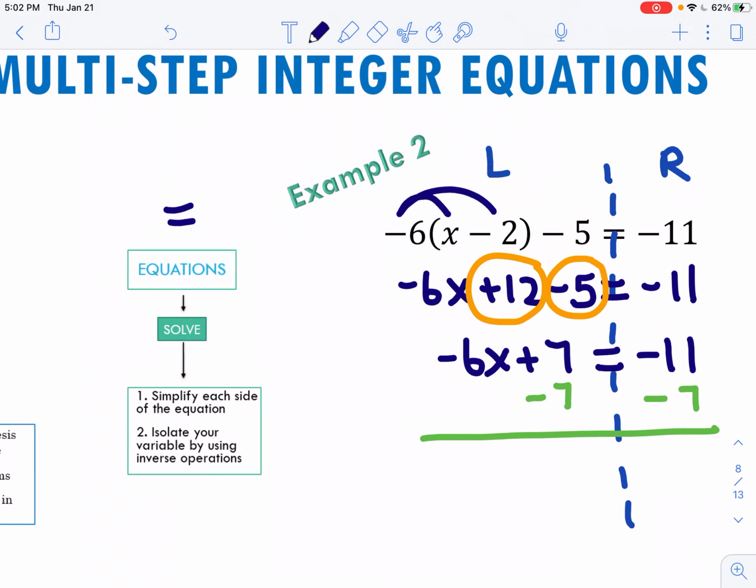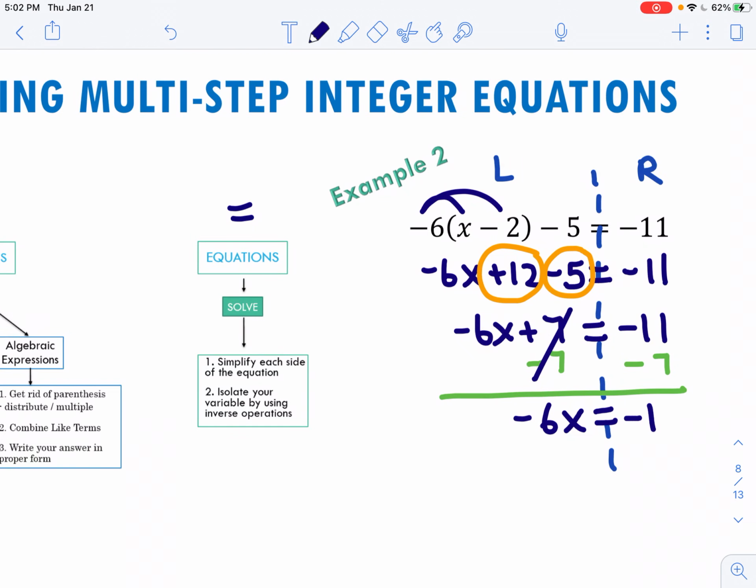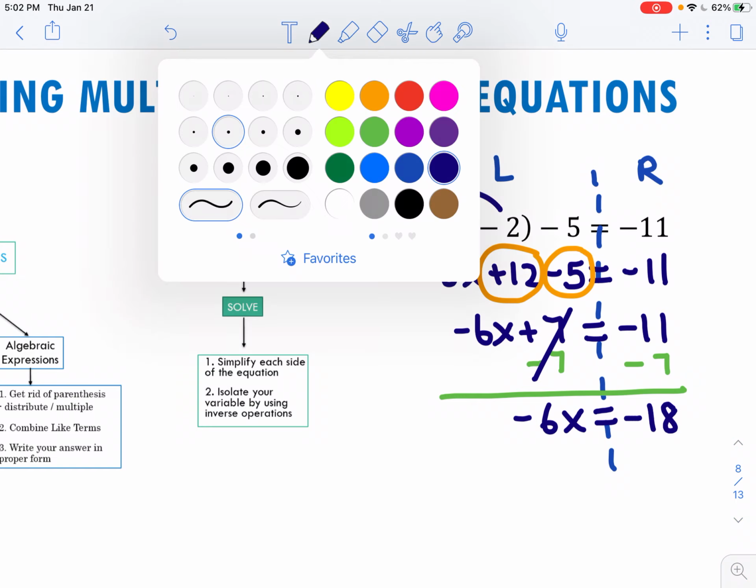What should I bring down? Good, the negative 6x. What's positive 7 minus 7? That's right, those cancel out to 0. Equals, what's negative 11 minus 7? Good, negative 18. Am I done? No way, right? All right, let's keep going.